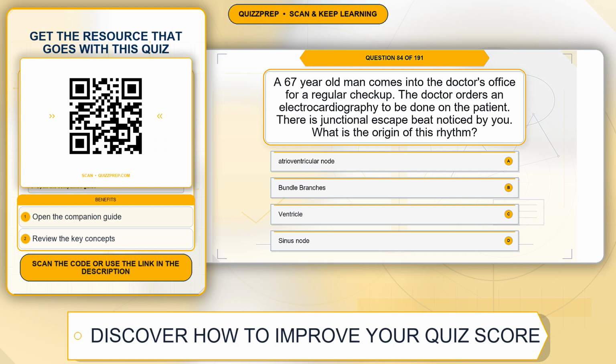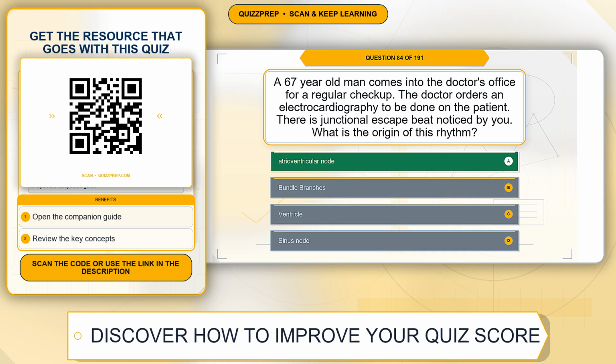Question 84. A 67-year-old man comes into the doctor's office for a regular checkup. The doctor orders an electrocardiography to be done on the patient. There is a junctional escape beat noticed by you. What is the origin of this rhythm? Option A, atrioventricular node. Option B, bundle branches. Option C, ventricle. Option D, sinus node. The correct answer is option A, atrioventricular node.